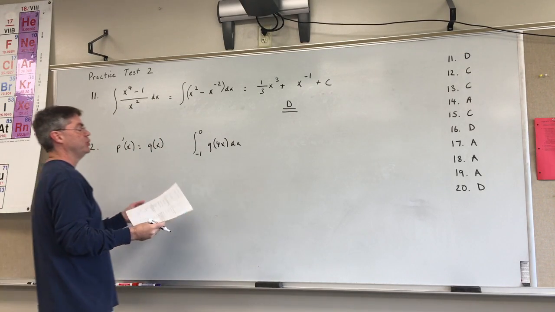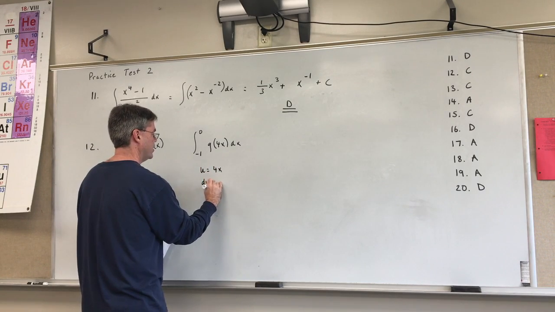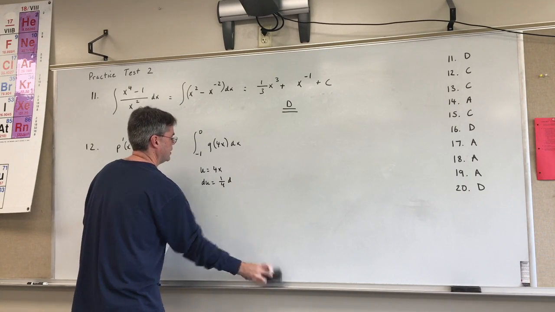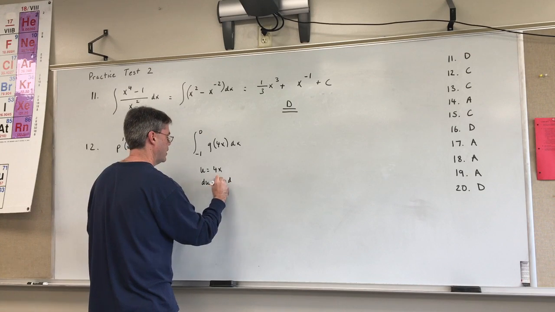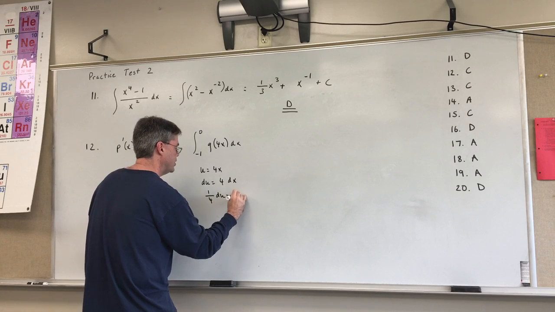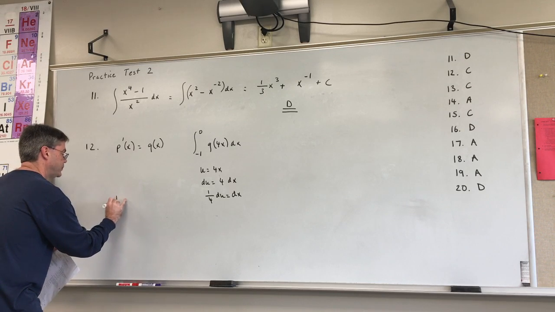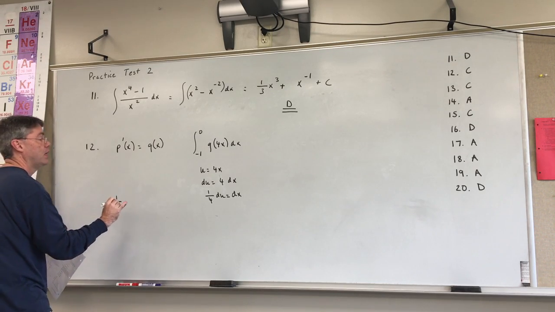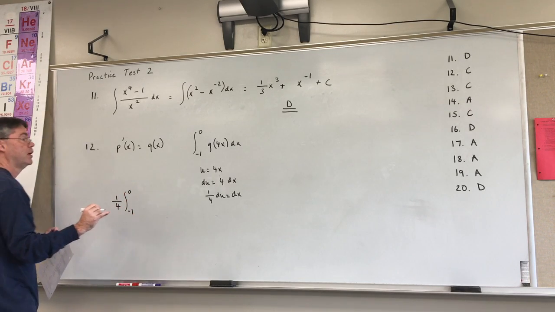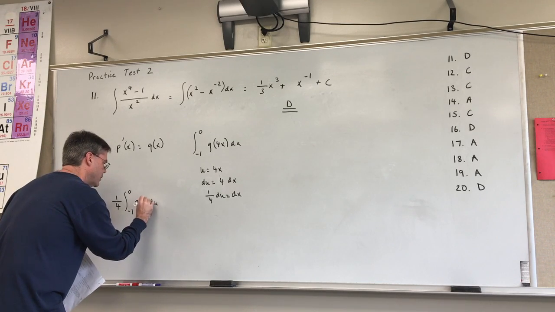Okay, so this is actually a u substitution. We want to let u is equal to 4x, du is 4 dx. So 1/4 du is equal to dx. So we could rewrite this as 1/4 times the integral from negative 1 to 0 of Q of u du.